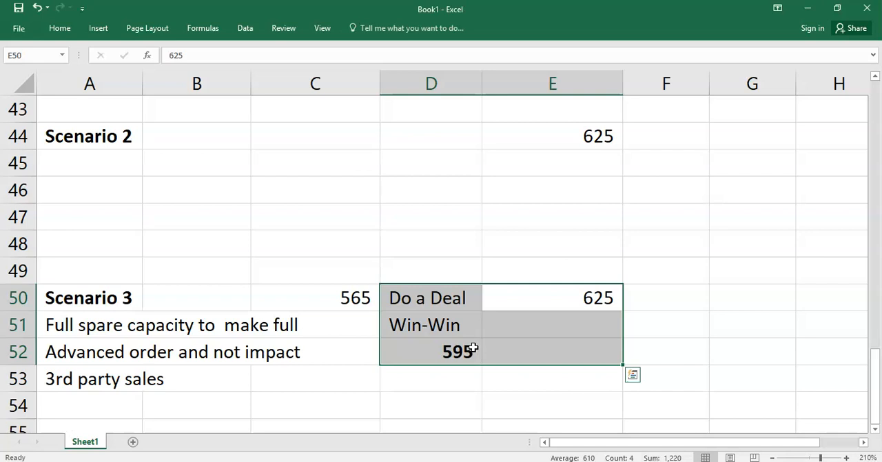Now, of course, it doesn't have to be split down the middle. It could be 570, it could be 620. It just depends on the negotiating power. The key point here is that it makes sense for the two sister divisions to do a deal with each other because it's a win-win and it's a win for the group overall as well.